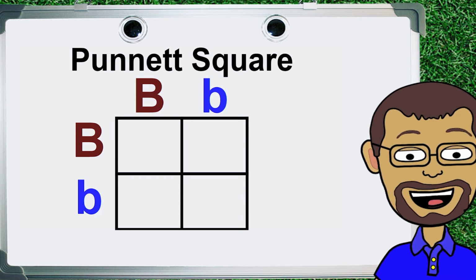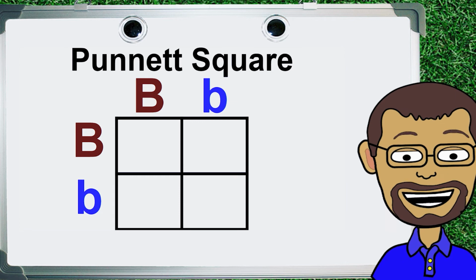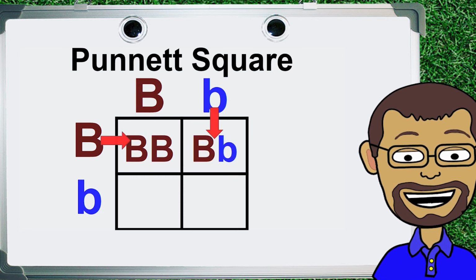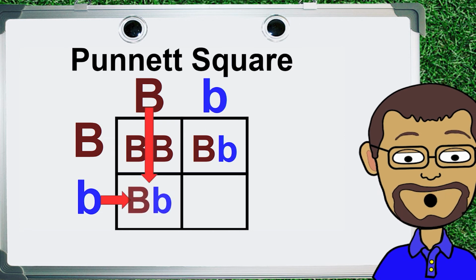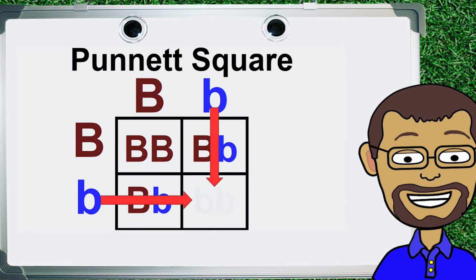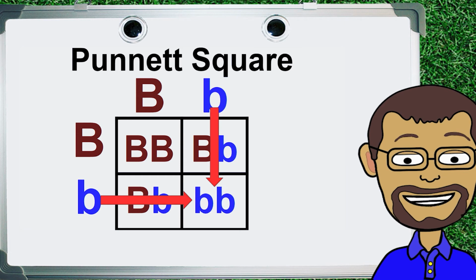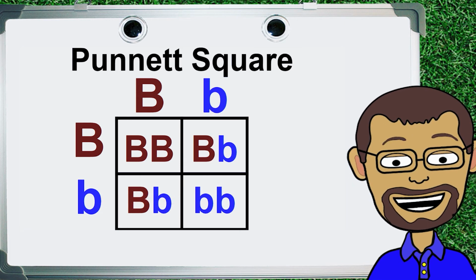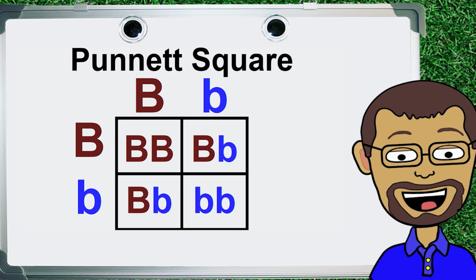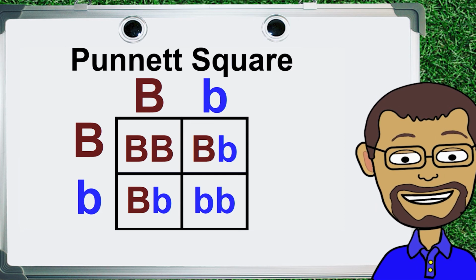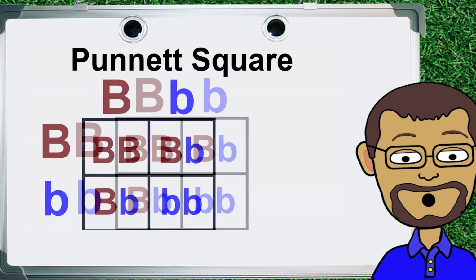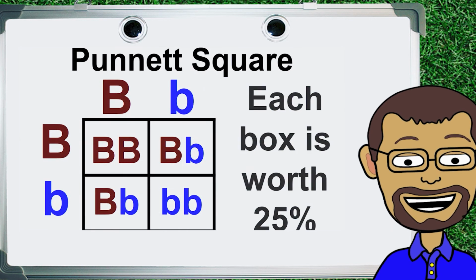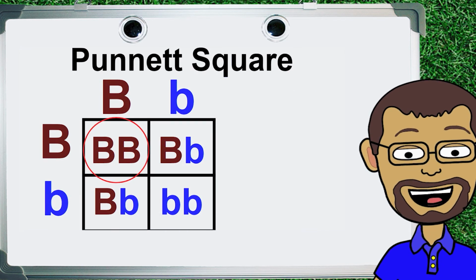The next step is to fill in the square like so. This B and this B go here, this B and this b go here, this b and this B go here, and finally, this b and this b are going to go in the last box here. We now have four boxes, each with a different genotype. Each of these boxes is worth 25%. So for example, the first box here has two big B's. Big B, big B. This is what we call homozygous dominant.